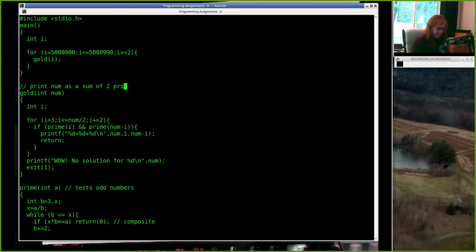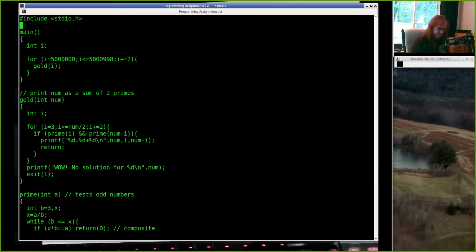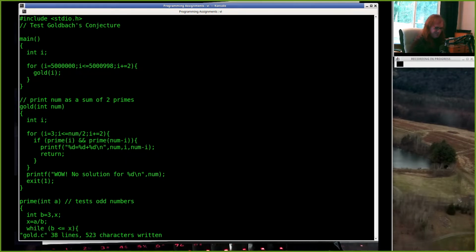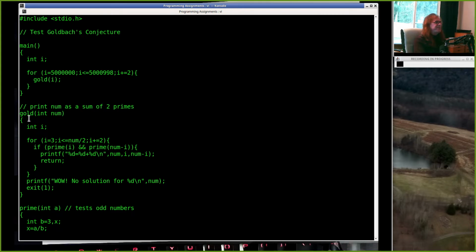What's Goldbach? That's what we were doing in PA1. Goldbach's conjecture is the conjecture that any even number can be written as a sum of two primes. So, there's my nod to good commenting. All right, so gold is a function that takes an integer and tries to print it as a sum of two primes.